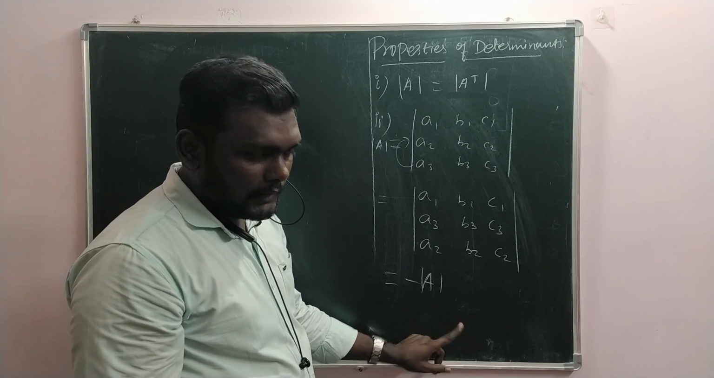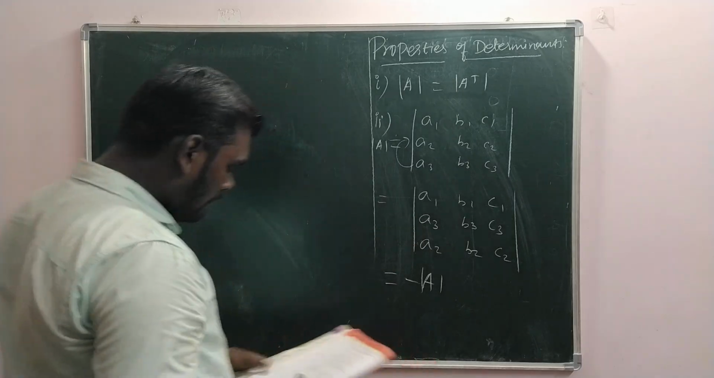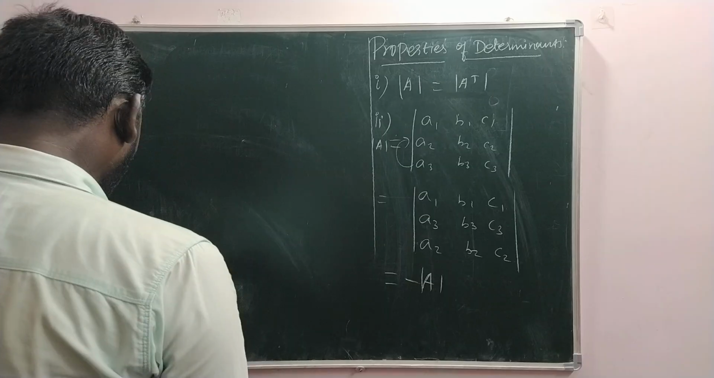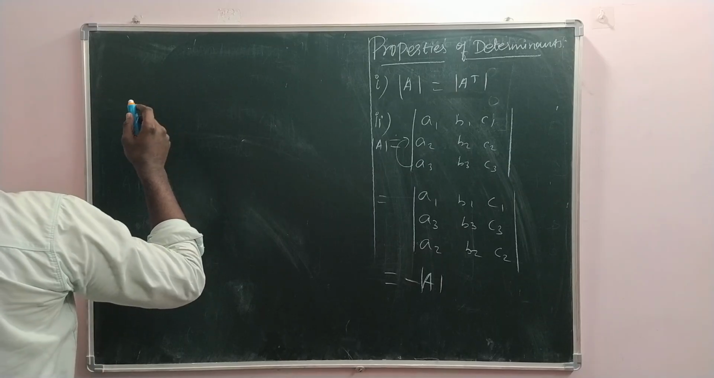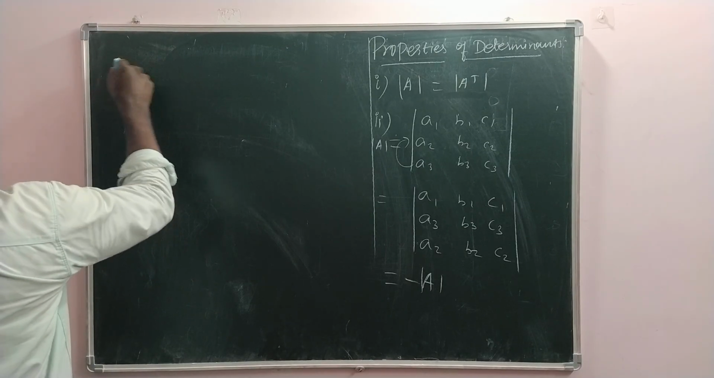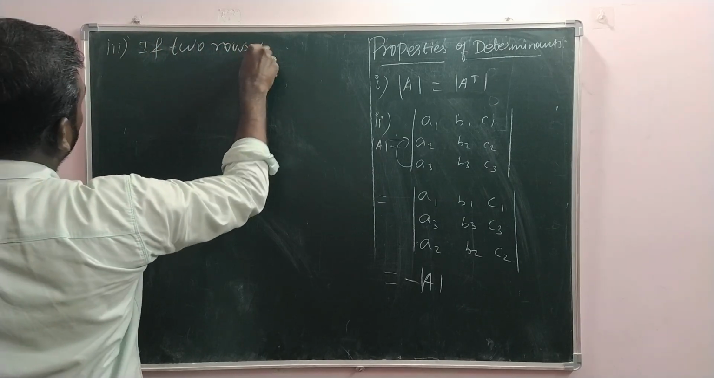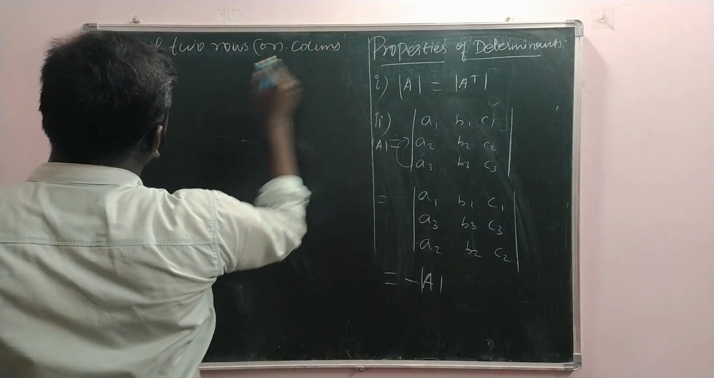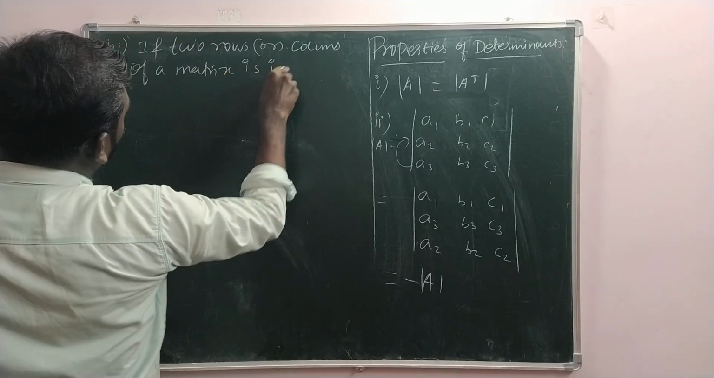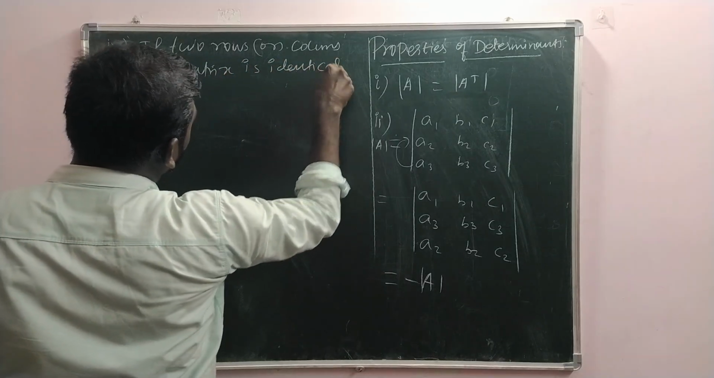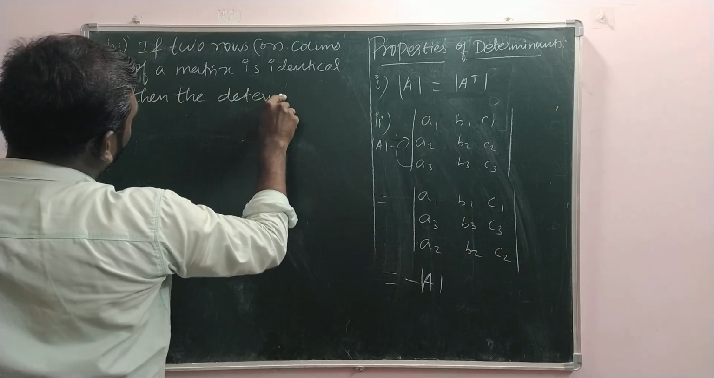That only works when interchanging. And the third property: if two rows or columns of a square matrix are identical, meaning they have the same numbers, then the value of the determinant is 0.